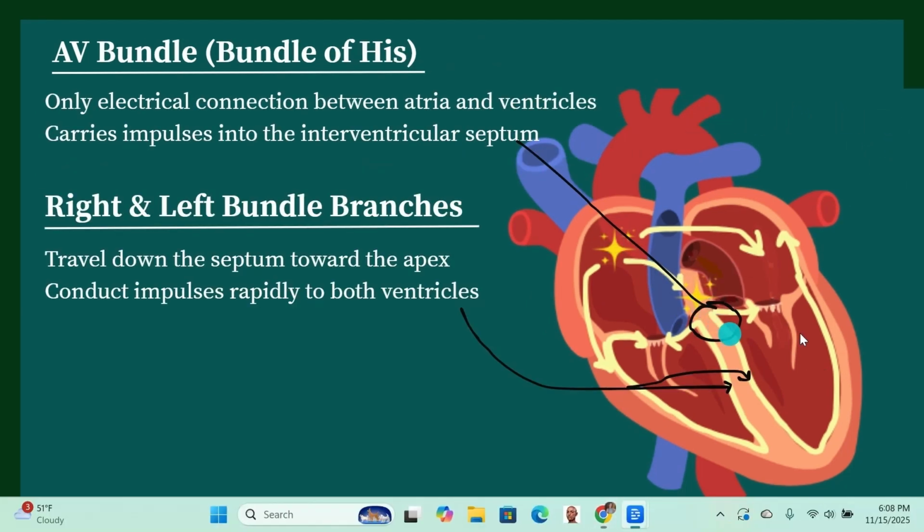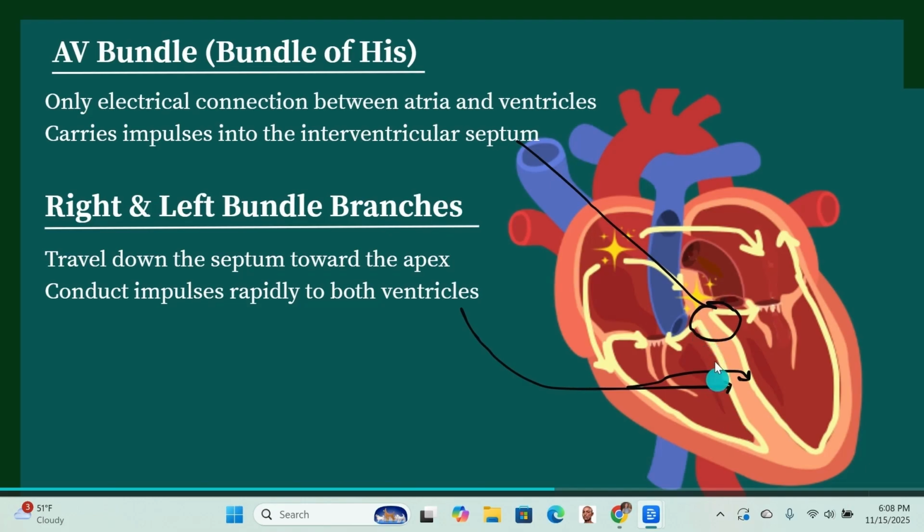Okay, so the bundle of His. You probably won't need to know that for the MBLEx, but it's just what they call another one. So the atrioventricular bundle is a bundle of fibers that carry that electrical signal down this space in between the ventricles. What was that called? Septum. There's a septum in between the ventricles. That's an important thing to know, and I think I forgot to mention it in the previous slide. Atrium, ventricle, septum in the middle.